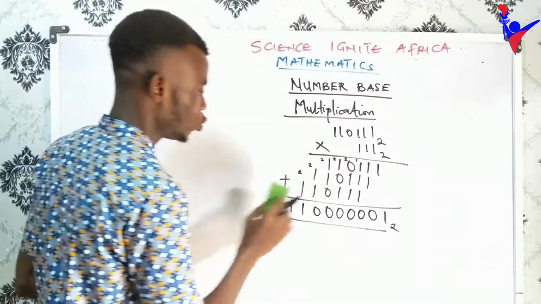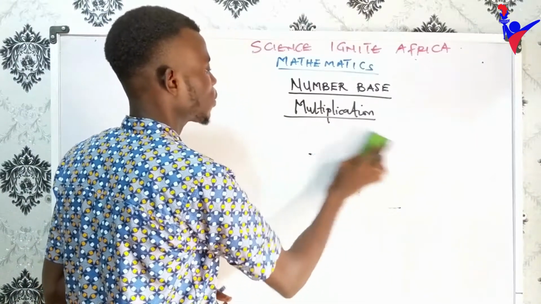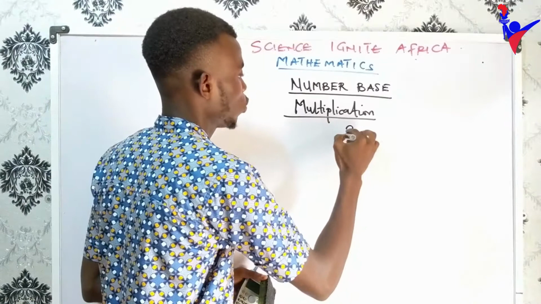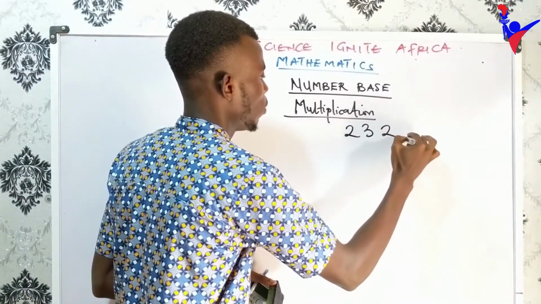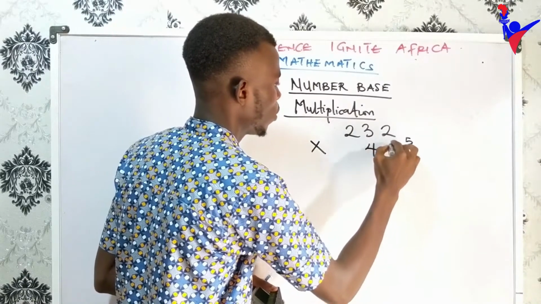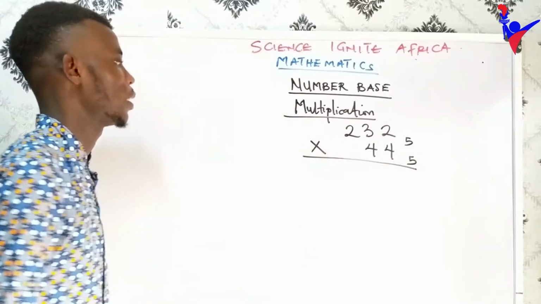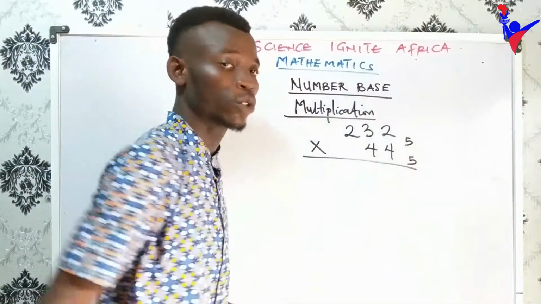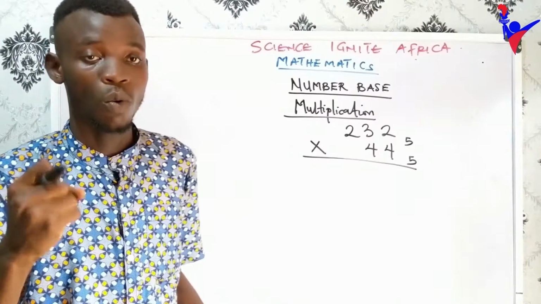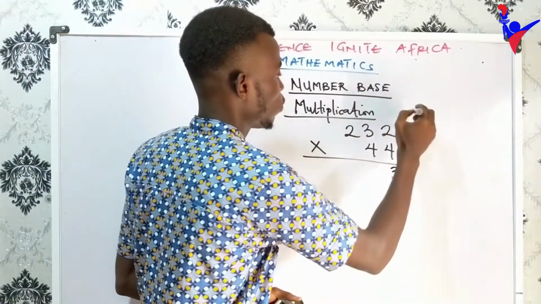That is the answer to the multiplication of this in base 2. Alright, let me multiply another one again, another base. We have 232 base 5 multiplied by 44 base 5. Okay, let's go now. 4 multiplied by 2, that is 8. So 5 in 8 is 1 remainder 3. We have our 3, you are left with 1, right?